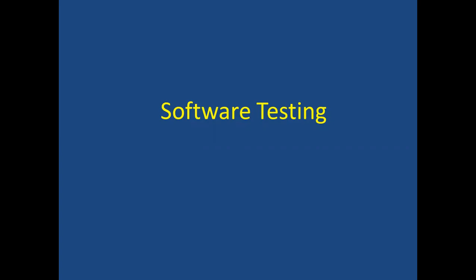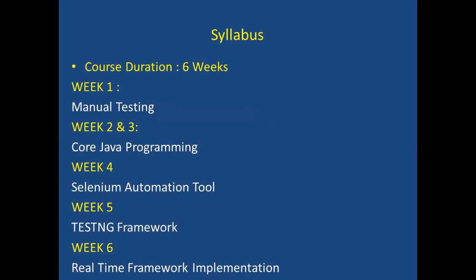So here in Digital Cutlet, we divided the entire software testing program into 6 weeks, which includes both automation as well as manual testing. So here goes the syllabus. Over these 6 weeks, we learn manual testing, then the programming language Java, then the Selenium automation tool, and then the TestNG framework, as well as real-time framework implementation. So let's jump into the week one part.